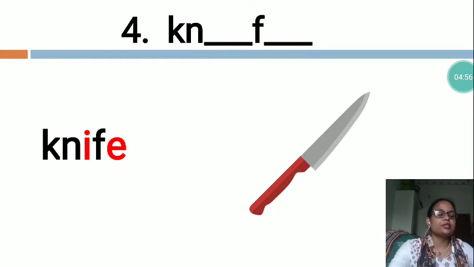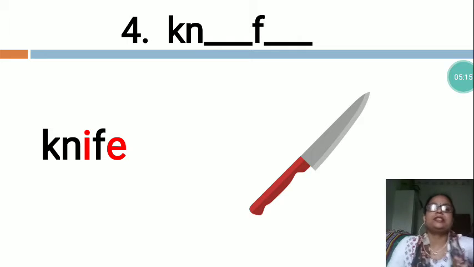A knife is a tool consisting of a sharp, flat piece of metal attached to a handle, used to cut things, as a weapon also. We use a knife especially in the kitchen to cut vegetables, to cut fruits.